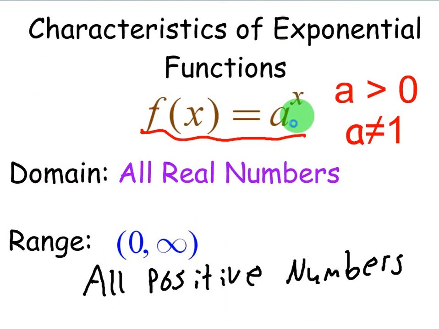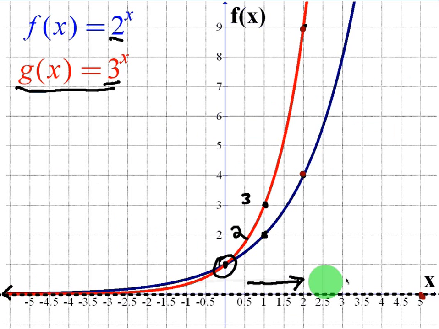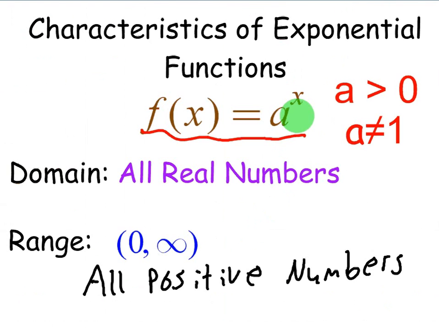It's not like a rational function where you can't plug in 0 to the bottom. If it's 1 over x, you can't plug in 0 because you get undefined. With an exponential function, you can plug in anything. You can see this on the graph. If I run a vertical line across this graph, it's always going to touch at least once. So domain, all real numbers.